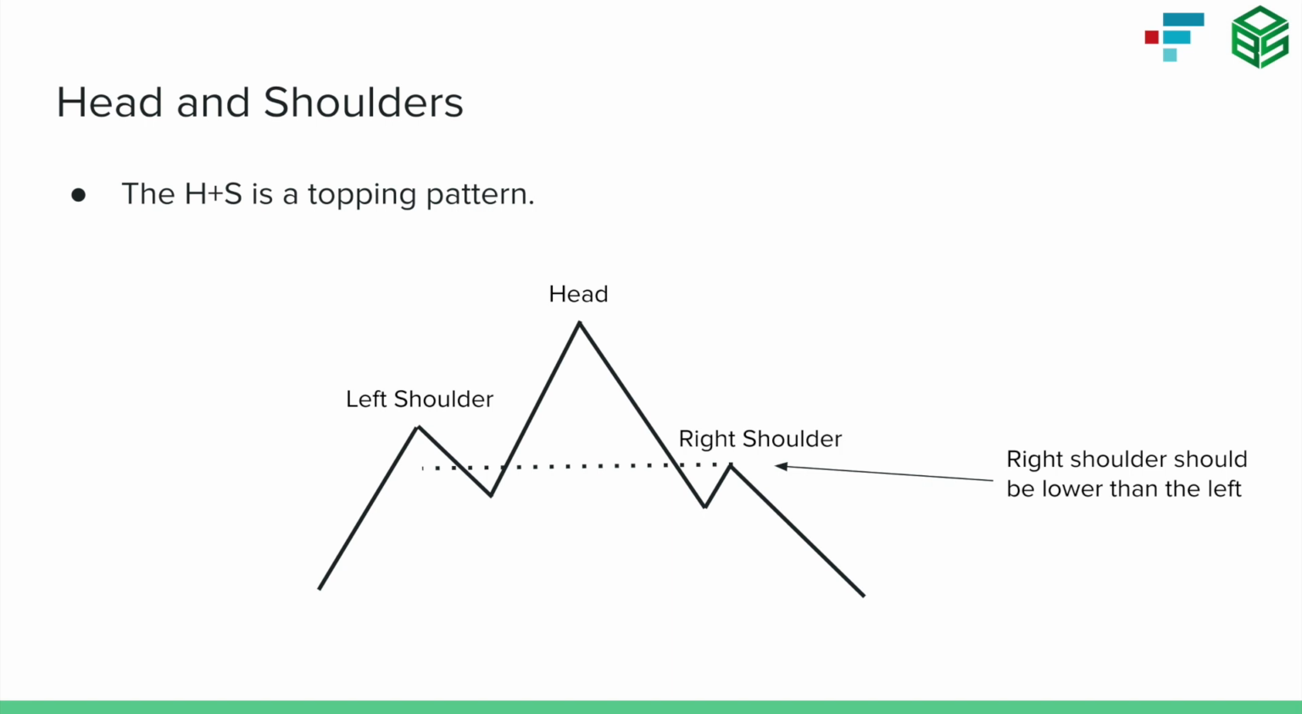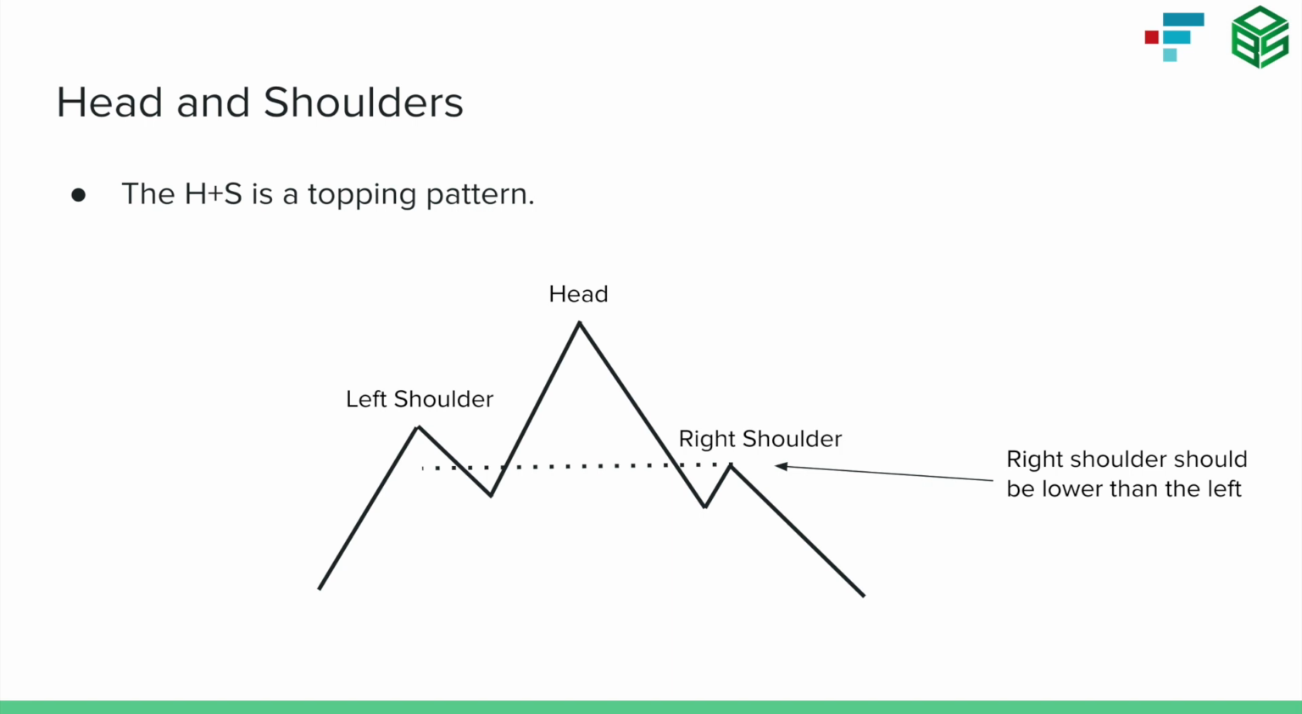And then you see a slight bounce to create the right shoulder before selling off further. So the head and shoulders is a pretty commonly discussed pattern, but it's actually a lot more rare than people seem to give it credit for. And that's because the head and shoulders actually requires that the right shoulder is lower than the left.